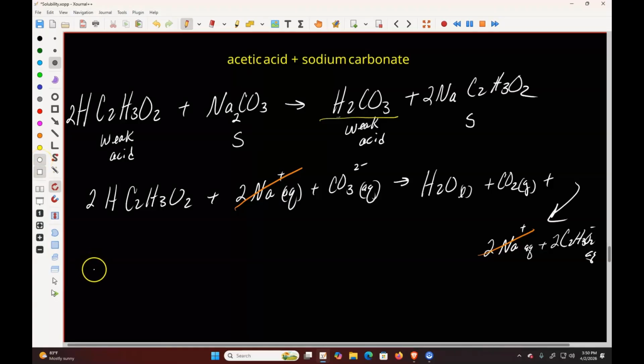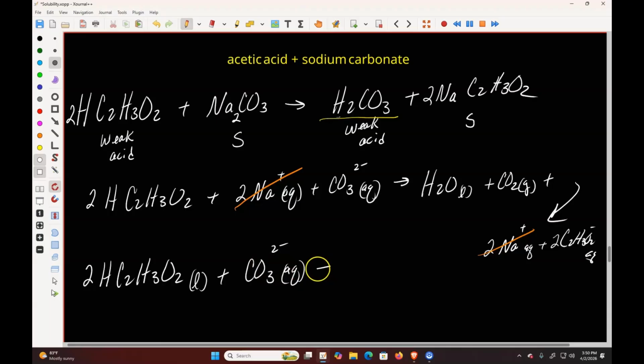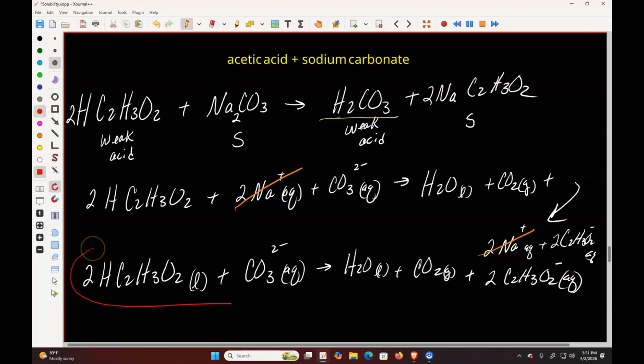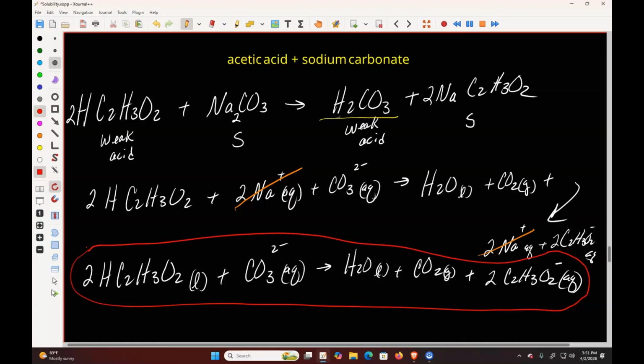So my net equation is going to be, so I have a liquid plus CO3 2 negative aqueous to produce water, so liquid, plus CO2, that's a gas, plus 2 acetates, aqueous. So that would be my net ionic equation for that one.